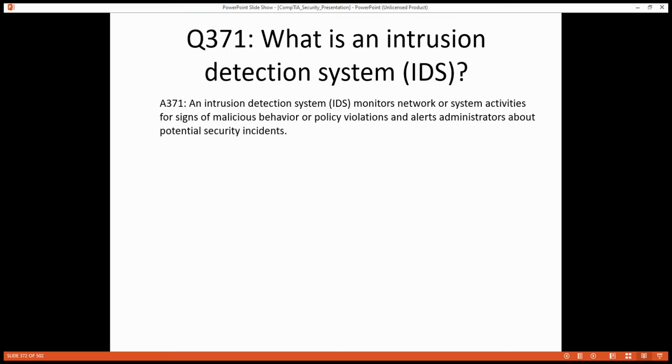Q371. What is an intrusion detection system, IDS? A371. An intrusion detection system, IDS, monitors network or system activities for signs of malicious behavior or policy violations and alerts administrators about potential security incidents.